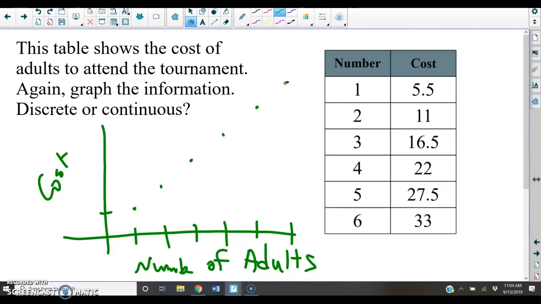With money, we can be continuous, because that's to the nearest hundredth, that's what cents are. But because this is based on the number of adults, that's our independent, you can't have a fractional number of people, fractional number of adults going into the ball games, to the tournament. So this one had better be discrete.